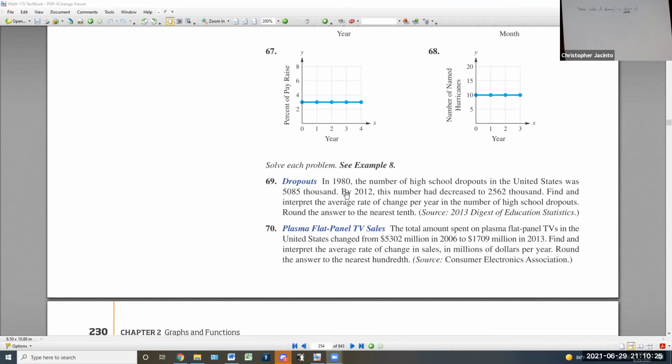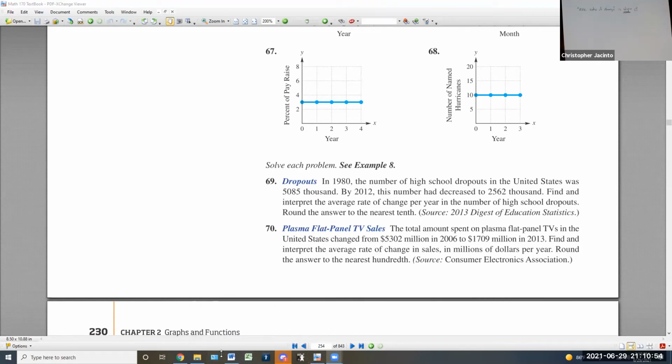Your second point is by 2020, the number has decreased to 5,200. So your second point is 2020, 5,200. And then it says find and interpret the rate of change. In other words, find and interpret the slope and the number of high school dropouts. Round the answer to your nearest tenth. And that's just rounding when it comes to decimals.